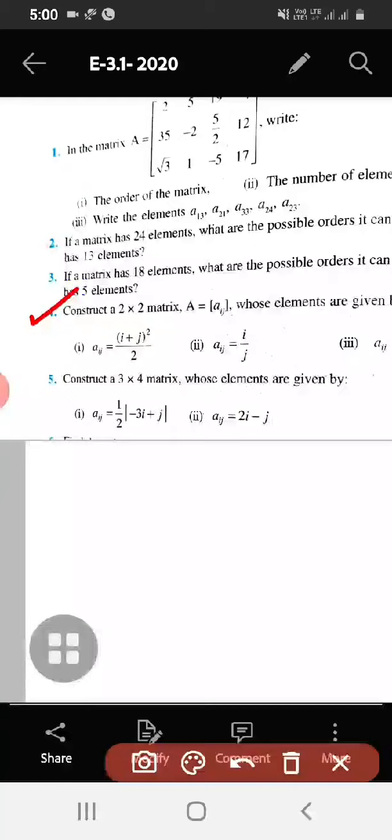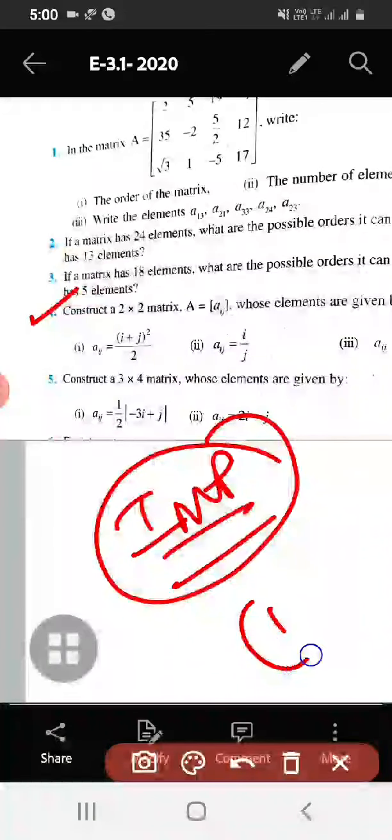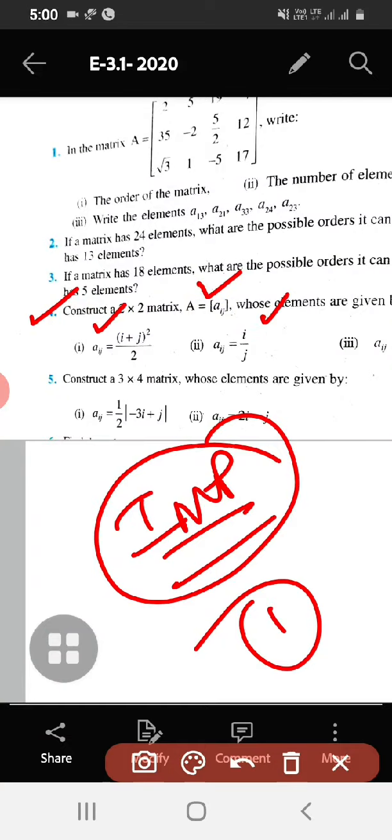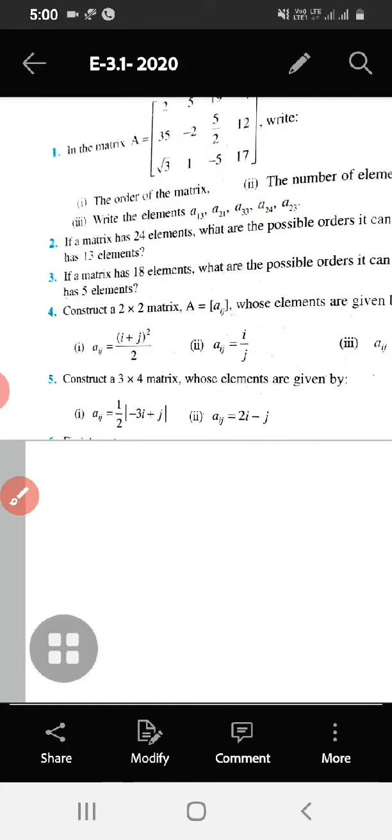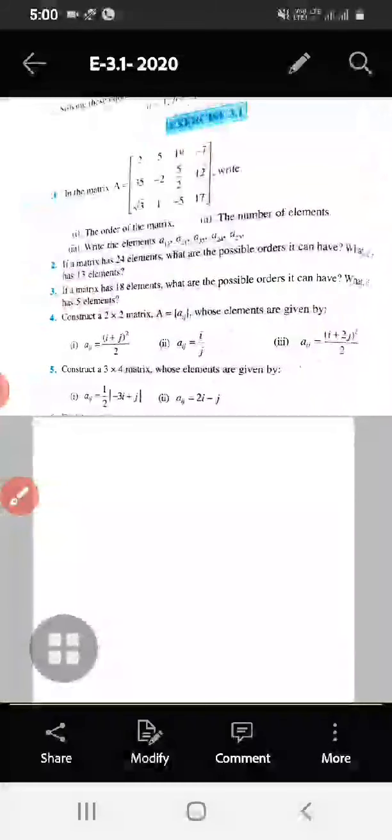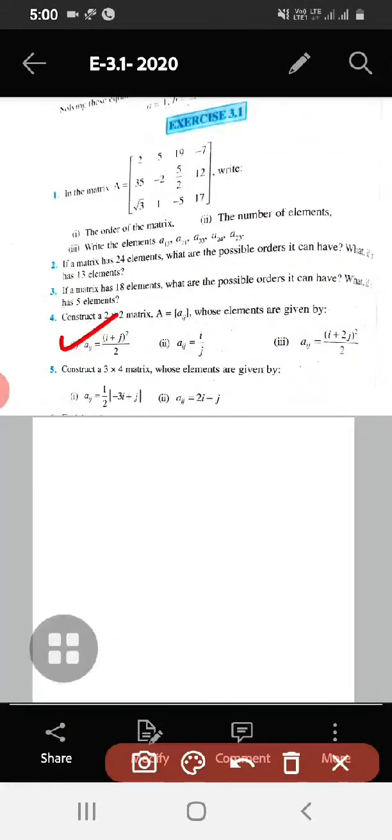See now, the fourth question. So the fourth one is very, very important. It may be asked for 1 mark in part A. See, construct a 2 cross 2 matrix A equal to Aij, whose elements are given by, so here 3 cases are there. Aij is given here. So there are 3 cases. Aij is equal to (i plus j) whole square by 2. Aij is equal to i by j. Aij is equal to (i plus 2j) whole square divided by 2. So we have to find out the elements and write the matrix.